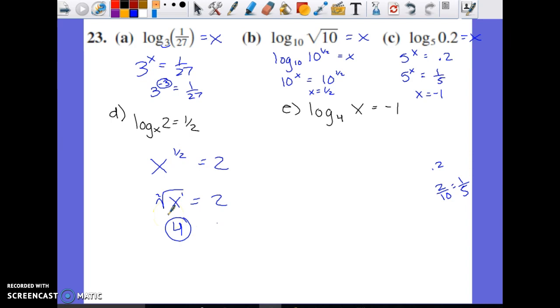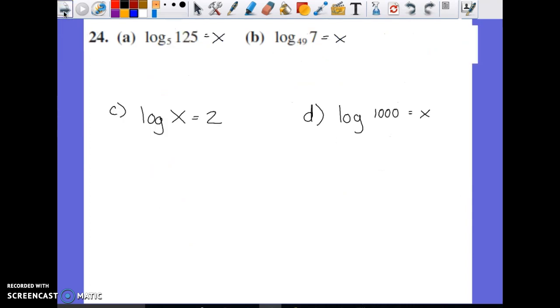And one more. 4 to the -1 equals x. 4 to the -1 is 1/4. So x is 1/4. The end. Actually, it's not the end because we're going to keep on going. Practice makes perfect. So I hope that you're pausing this video and trying it at some point.